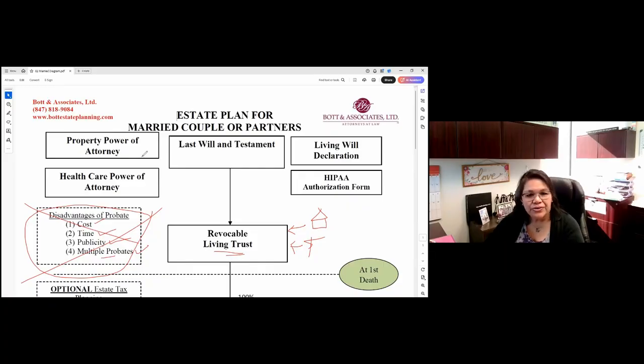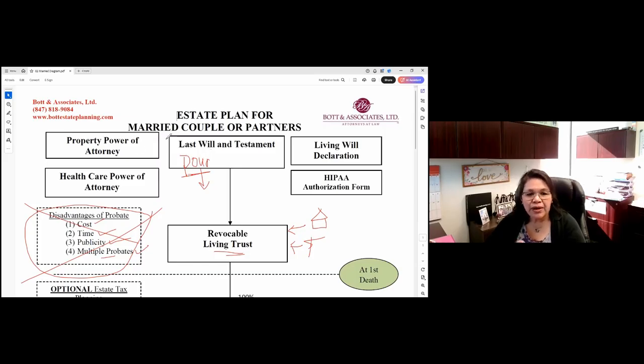On top of that, you're still going to need a will. It's called a pour over will. It just means anything you didn't put into the trust, like your cars perhaps, or your checking, will get automatically poured over to the trust. Okay, so still need the will. If you have minor children, we are going to add your guardians in your will.